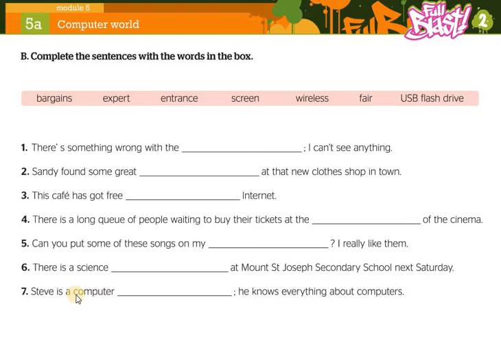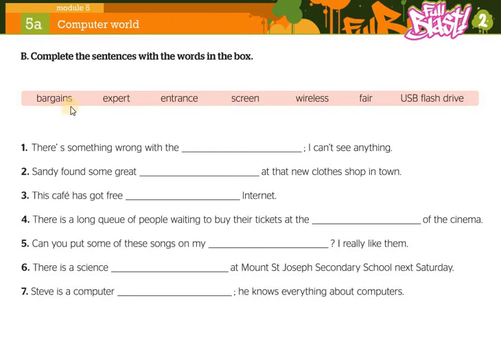Next activity, B: complete the sentences with the words in the box. We have certain words here: bargains, expert, entrance, screen, wireless, fair, USB, flash drive. If you notice, you can find these words in the text, but let's see the definition of each word.